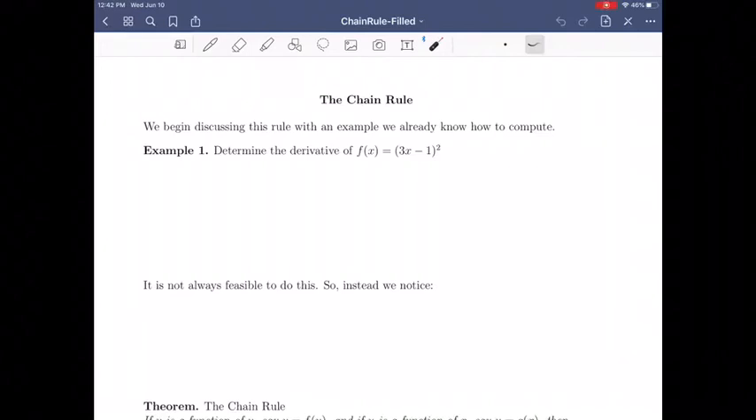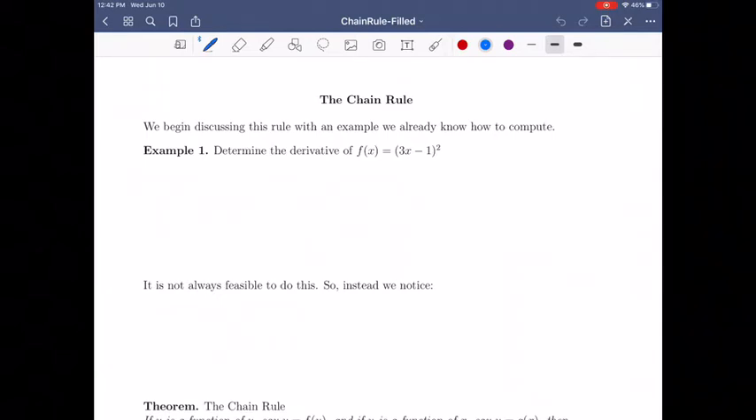In this video, we're going to learn how to use the chain rule. As I often do, we're going to start with an example that we already know how to compute. Suppose I want the derivative of (3x - 1) all squared.